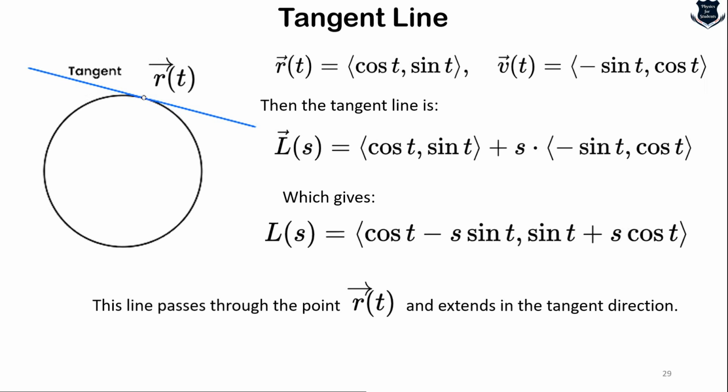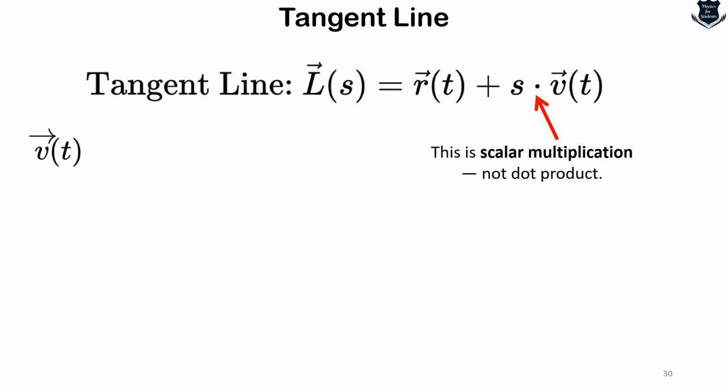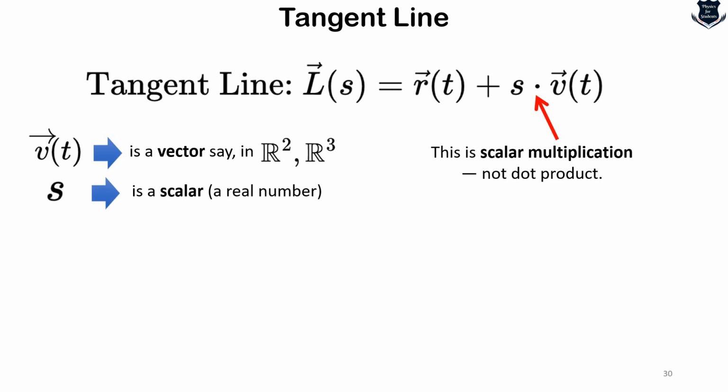Now here is another important thing which you might have missed. There is a dot, s dot v(t). Now what is this dot all about? Is it a dot product? The answer is no. This is a scalar multiplication. Remember, it is not a dot product. So what do I mean by that? If I take v(t) as a vector in say R2 or R3, or you can think of n dimensions, then s is just a scalar number, a real number, 2, 3, 4, anything.